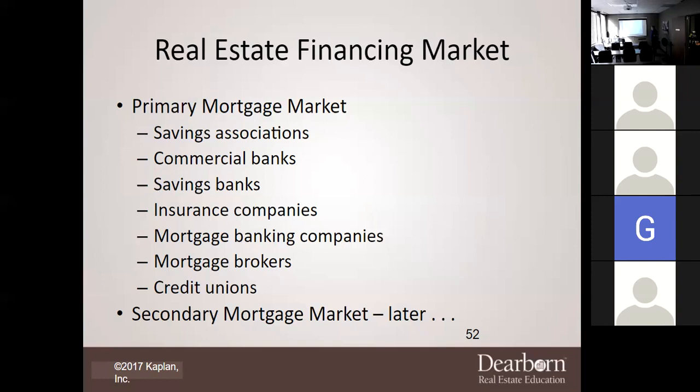Okay, he's going to go down to either a savings association, a commercial bank, a savings bank, well, not even really an insurance company, but they're included in it. Mortgage banking companies, maybe even a mortgage broker, or a credit union. Okay, most of these are going to be ones that will lend money to you.